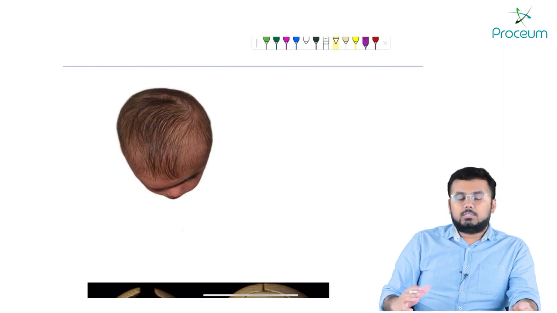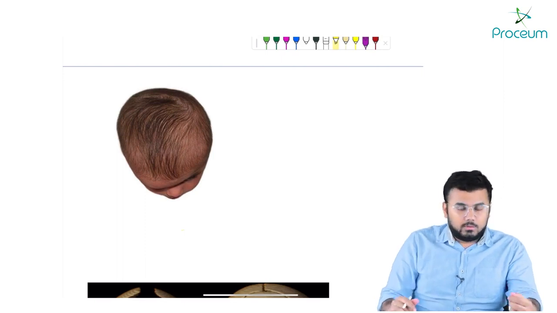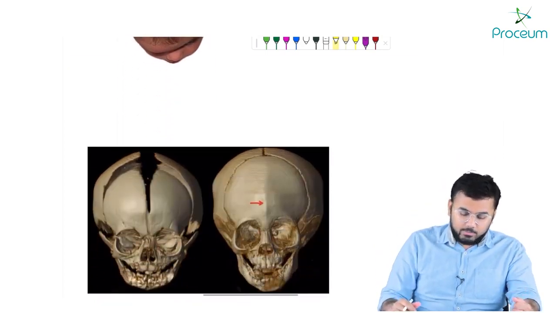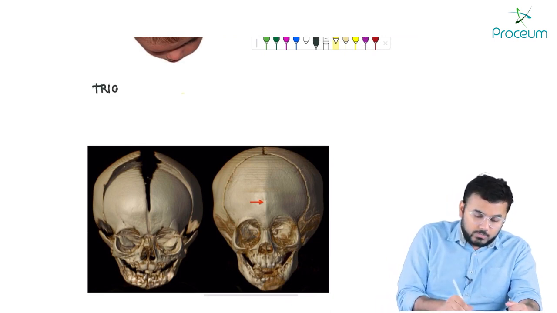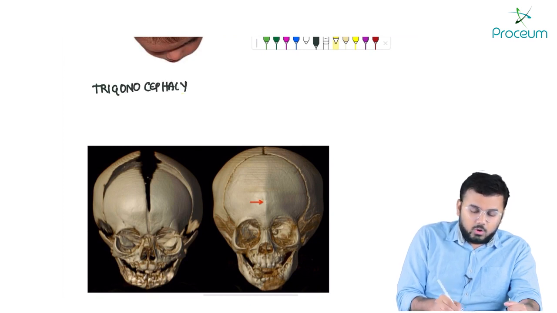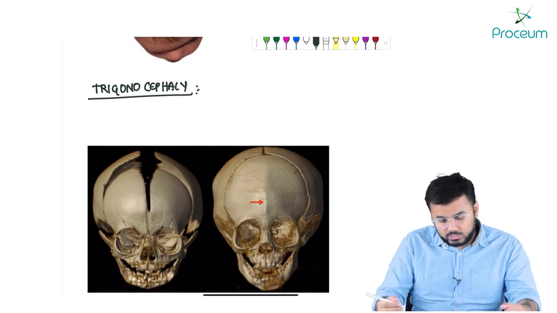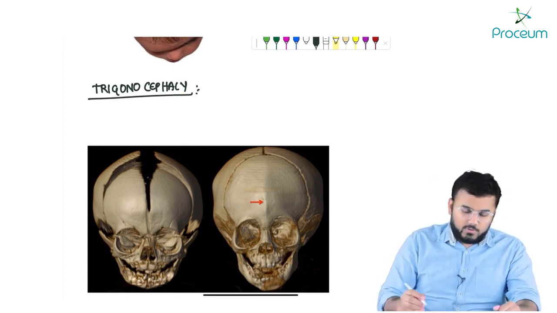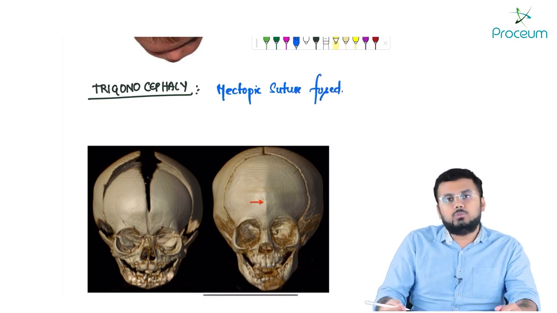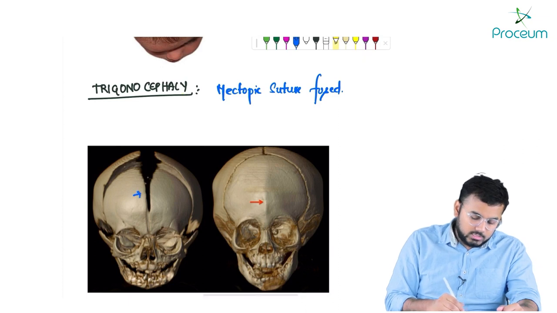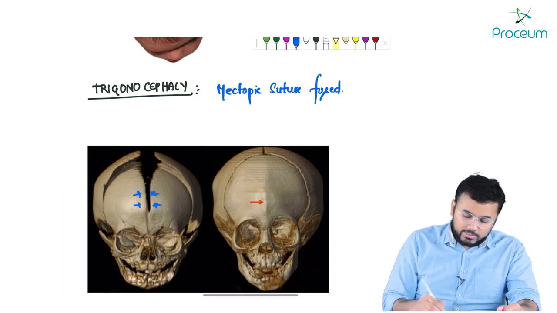Now after plagiocephaly and dolichocephaly, the next important would be this. Now what is this condition called? This is called as trigonocephaly. Now with the concepts which you had, guys, just tell me which suture might have been fused. Very good, that is your metopic suture. Metopic suture is fused. As you can see, this is your metopic suture in the center and this is fused.